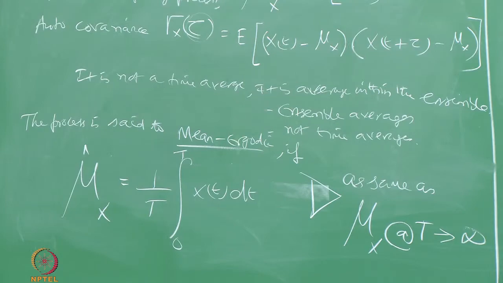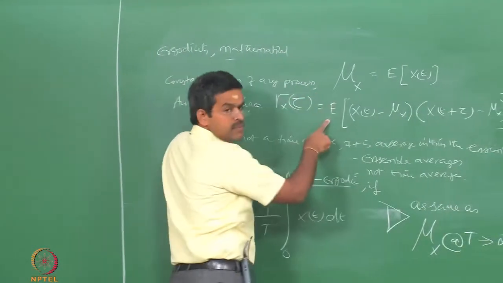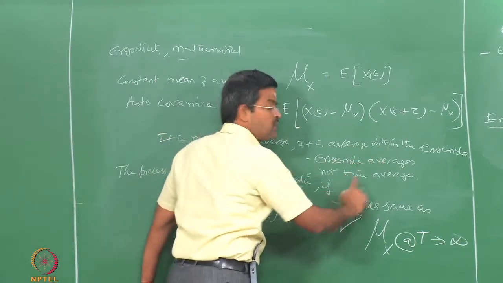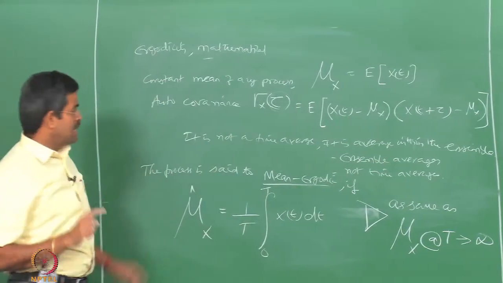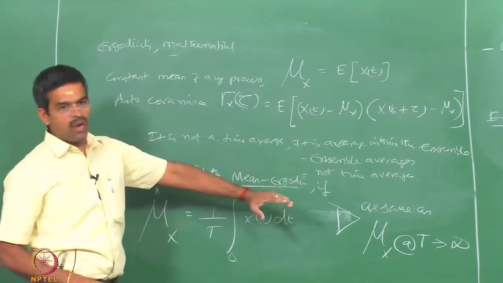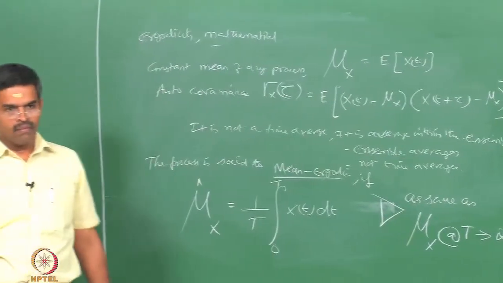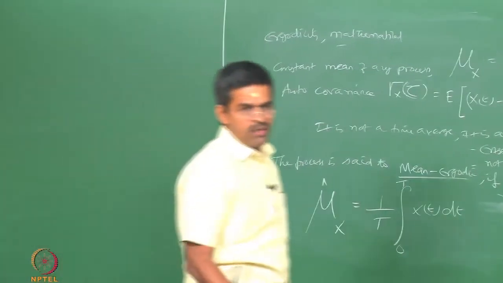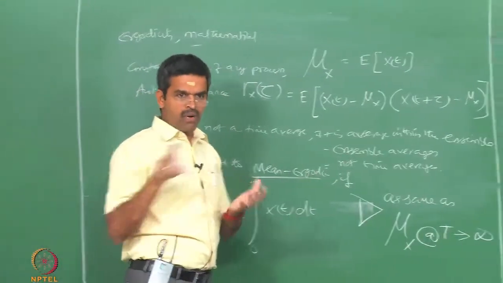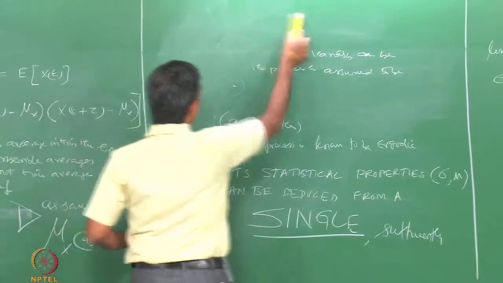Now, this is where the bridging is. Please understand that mean and standard deviation, mean and covariance, are ensemble averages, not time averages. But if you have a scheme where the time average has the same value as that of the ensemble average, then it is called a mean ergodic process. That is what we want. We want to pick up a process where the time average and ensemble average reflect more or less the same value.